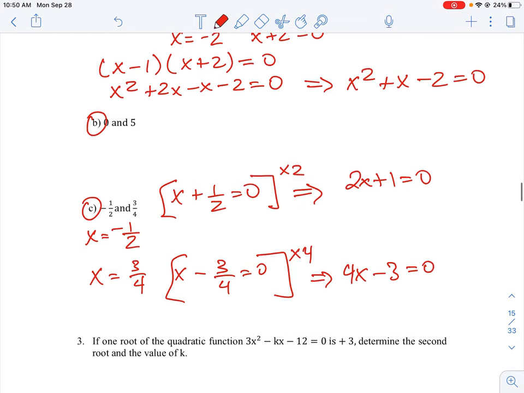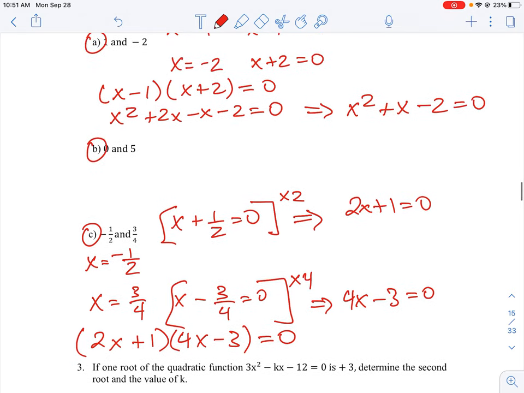Okay, and then those are the two terms. So what you would have to do is just write this down as a product of the two binomials and then expand that out and collect like terms and get that into quadratic form. Okay, so that's how you'd approach those three questions.